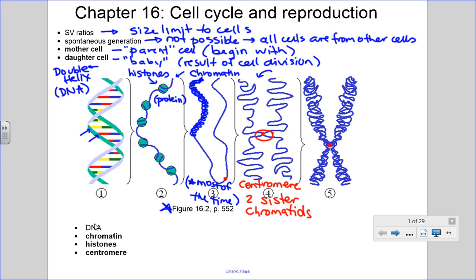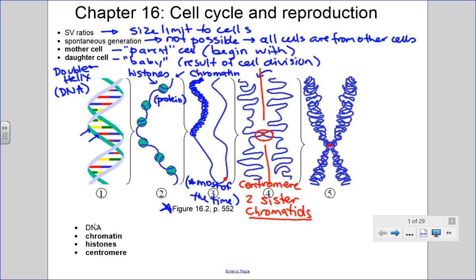For a cell to divide, it needs to make a copy of its DNA. That's the only way that it can work. Otherwise, it would divide in half, and each cell would only have half of the DNA. So in this picture, if I was to divide it sort of right down the center, on the left is one chromatid, on the right is another chromatid. Chromatids are just versions of chromosomes.